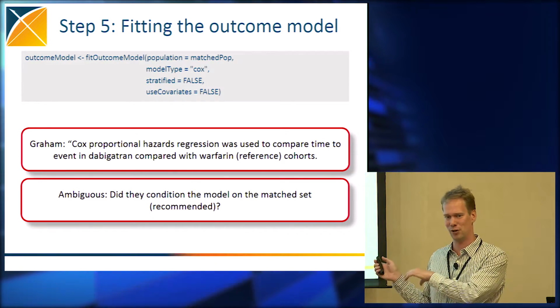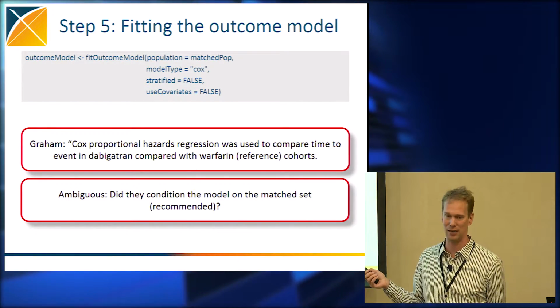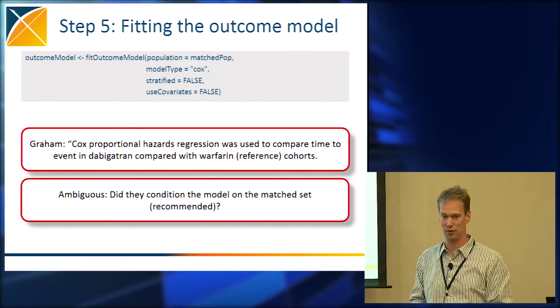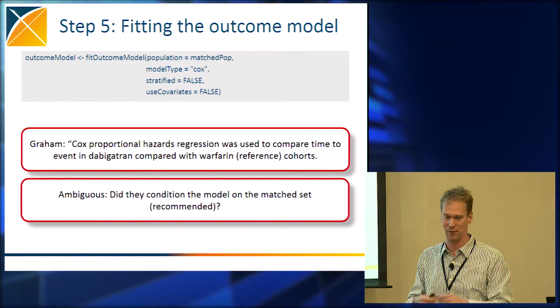So I'm usually not a big fan of including covariates in the outcome model. But in theory, you could. And that, in theory, should make you more robust to model misspecification. But if you don't have enough power.